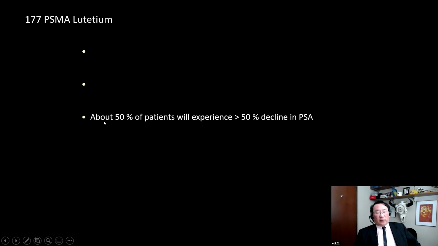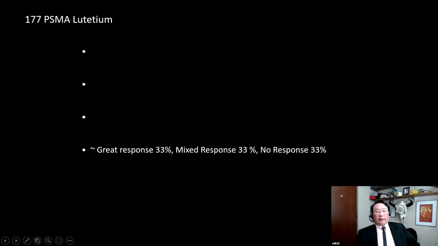Thus far, based on the Vision trial, which was published, about 50% of patients experienced greater than a 50% decline in PSA. We do not know thus far what the durability of treatment is. When I eyeballed the treatment of my patients, we probably put somewhere between 80 to 120 patients onto the Vision trial within Mayo and through collaborators.